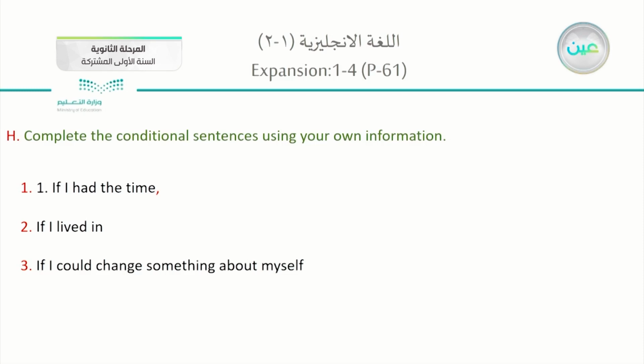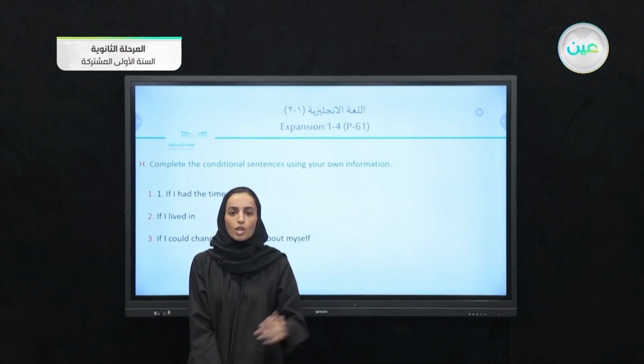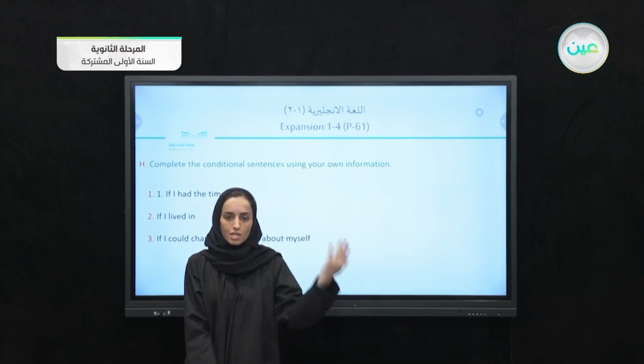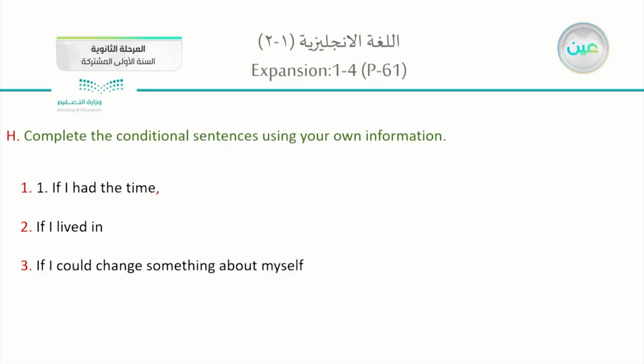Exercise H. Complete the conditional sentences using your own information. Conditional, whenever we say conditional, it means that we're having an if. If something happened, as a result, another thing would happen. We're still imagining situations. So, if I had time, in reality, I don't have time. I am a busy person. Had, simple past tense.